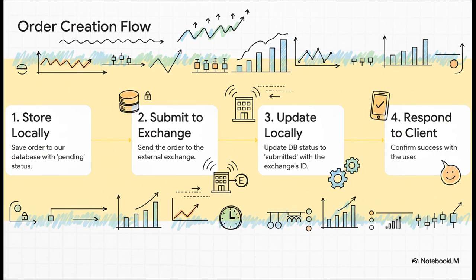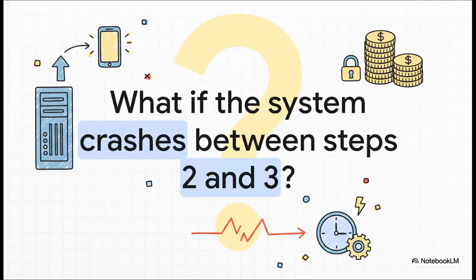Now, on a good day, when the sun is shining and the birds are singing, creating an order looks pretty simple. Step 1, we write the order to our own database and we mark its status as pending. Step 2, we immediately send it off to the real exchange. Step 3, the exchange says, got it, and we update our database to say submitted. Finally, step 4, we tell the user, success. Easy, right?